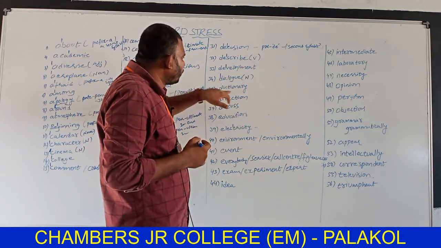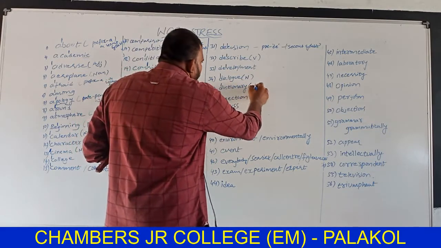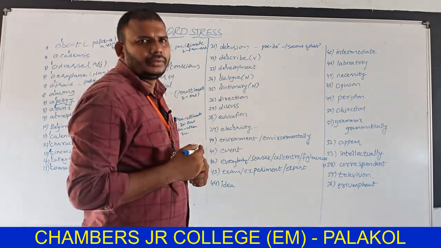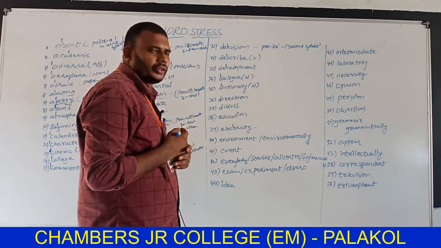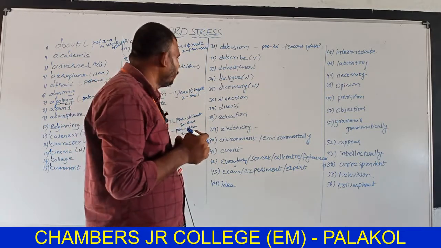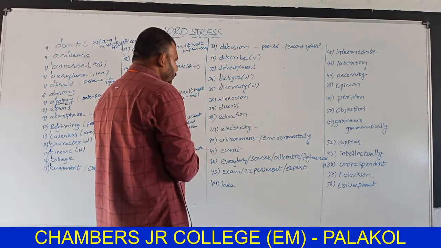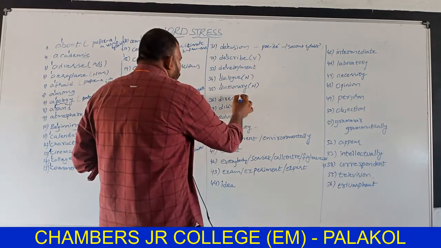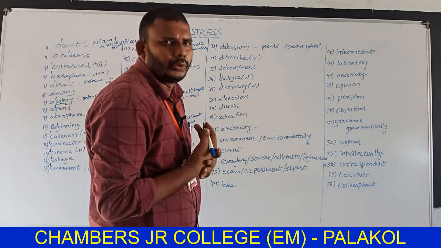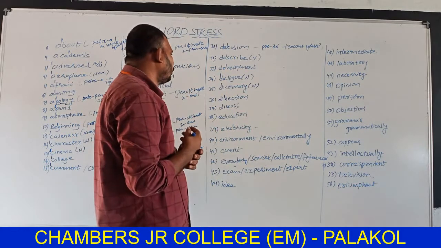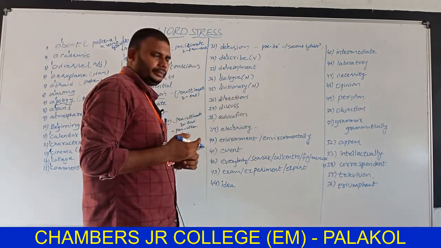And see the next word, dictionary. Here the dictionary is also a noun, so we can put stress on the first syllable, D. And take the next word, direction. Direction is a noun, but here it ends with ION. Where should we put stress? It should be stress on R, direction, as it ends with ION.